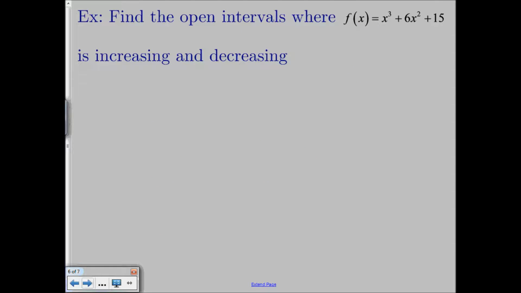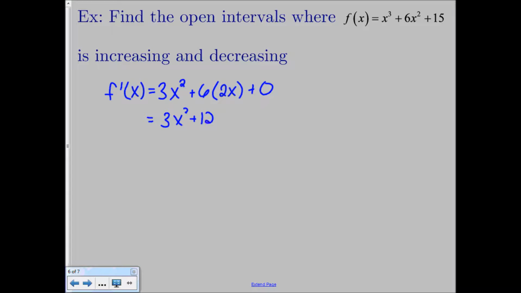So let's find the open intervals where f of x is increasing and decreasing for this function. So again, our first step is going to be to find our derivative. It's fairly easy for us since we've got a nice little polynomial here. So we're going to get f prime of x is equal to 3x squared plus 6 times the derivative of x squared, or 2x, plus 0 for the derivative of 15. So that's going to be 3x squared plus 12x.